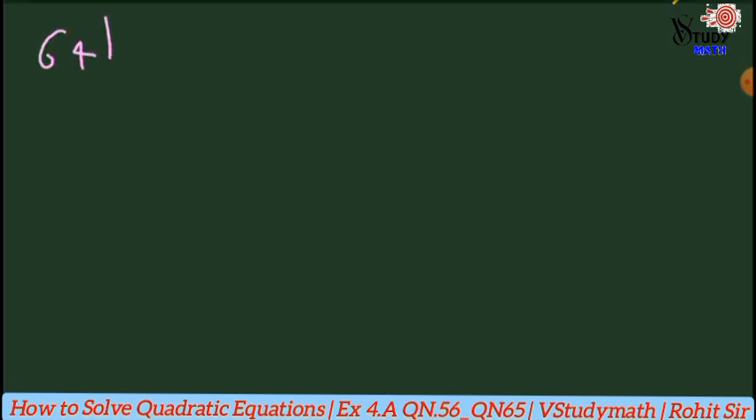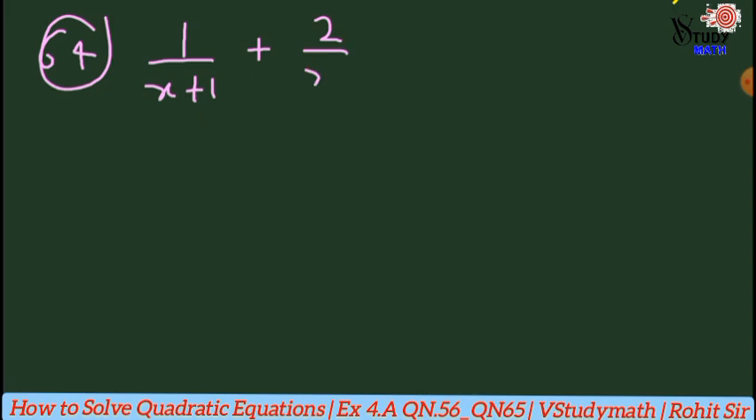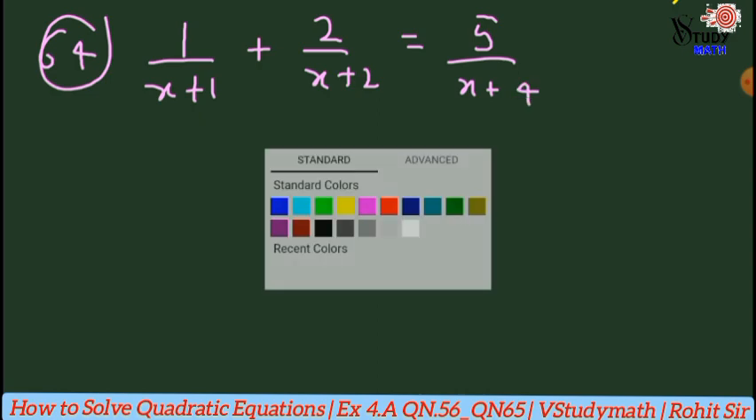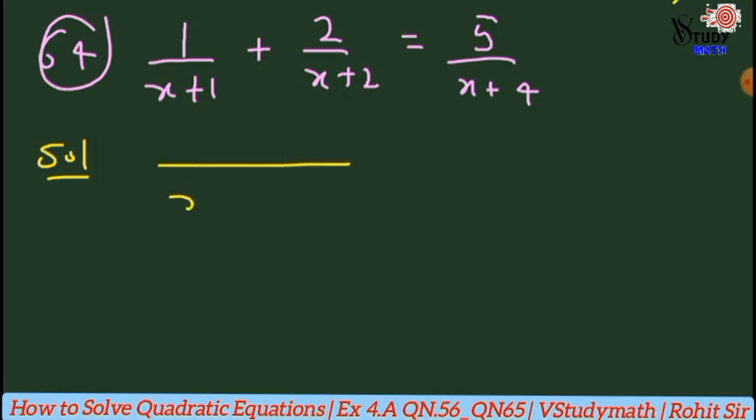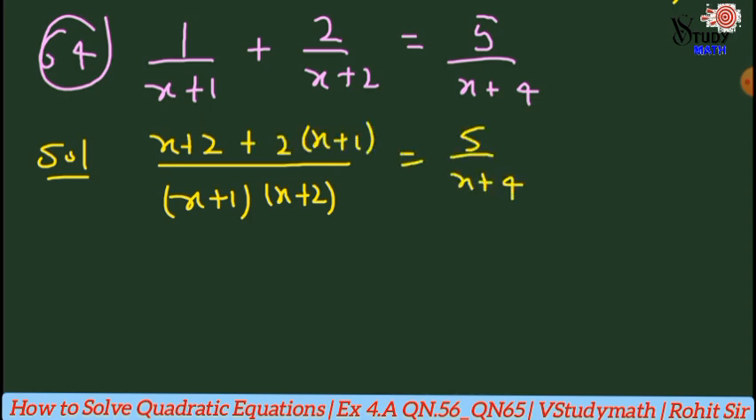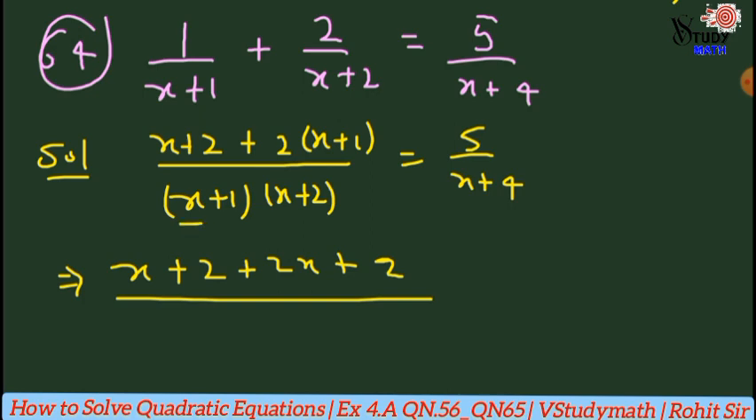Question number 64 is 1 upon x plus 1 plus 2 upon x plus 2 is equal to 5 upon x plus 4. So let's take the LCM on the left hand side, and the LCM will be x plus 1 and x plus 2. Then we have x plus 2 here, and 2 into x plus 1 here, is equal to 5 upon x plus 4. Now solve x plus 2 plus 2x plus 2 upon, now multiply. So after multiplying we have x square plus 2x plus x plus 2 is equal to 5 upon x plus 4.